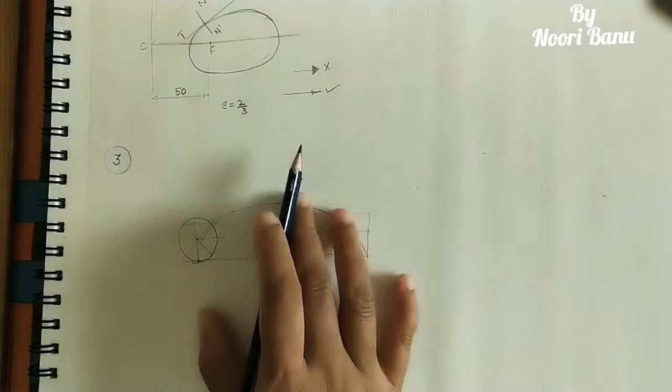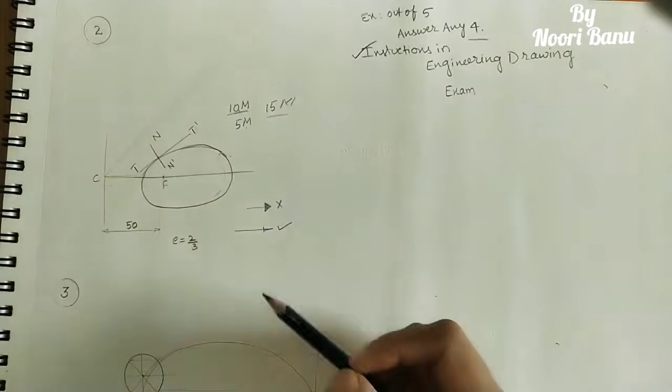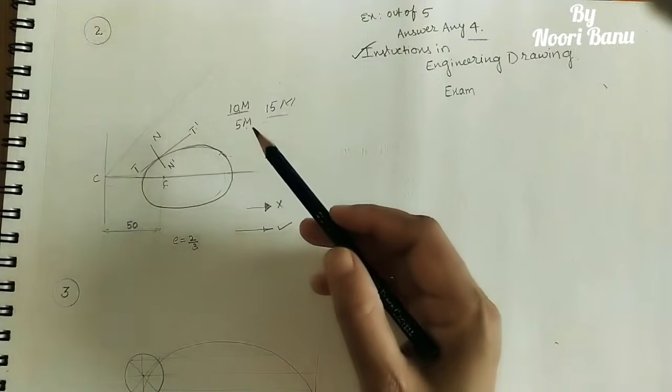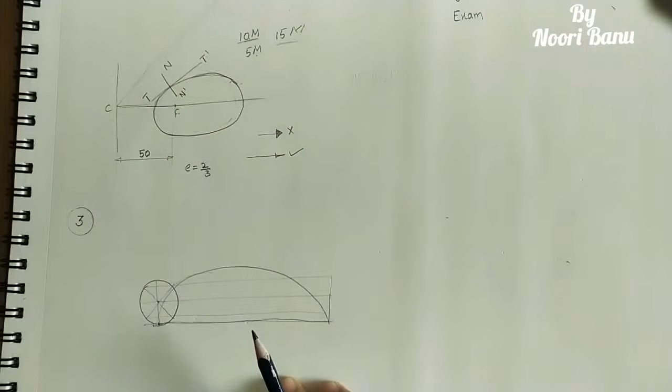So remember this and mark the dimensions at the end. As I told, dimensioning will get the 5 marks. Some keep 4 marks, some keep 5 marks. Dimensioning will get separate marks in the question, so mark the dimensions clearly.